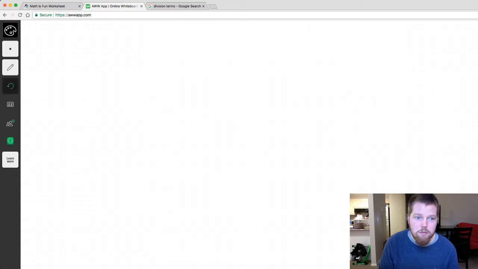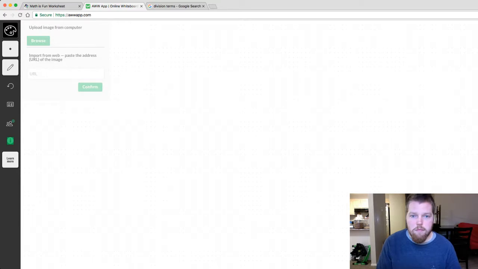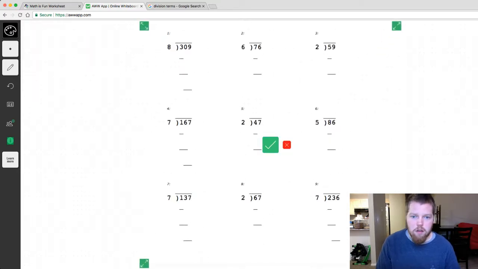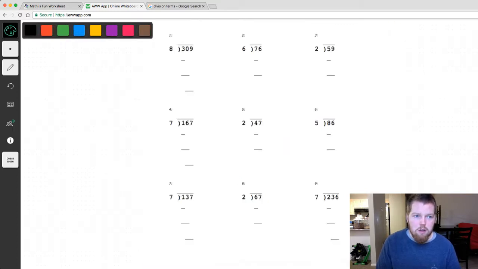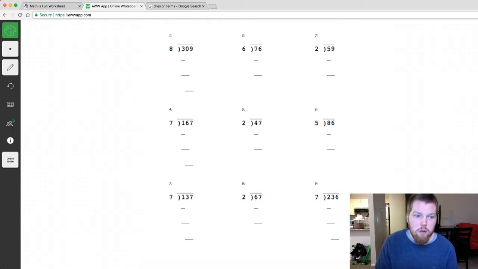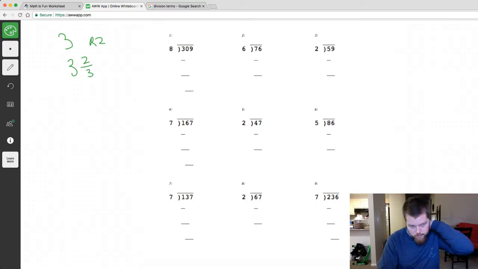Oh, man, I just erased the image again. Okay. So we would have something like 3 remainder 2, or it could be expressed as a mixed number, 3 and 2 thirds. Either of those would be acceptable answers in my math class.